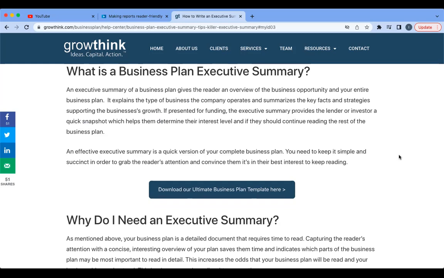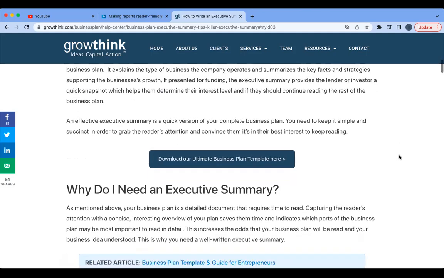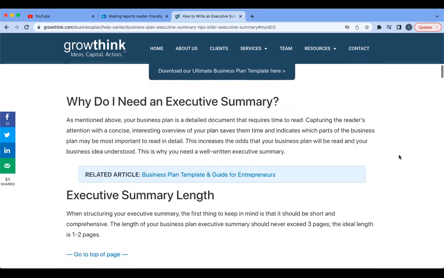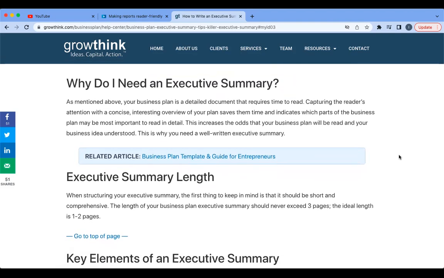An executive summary explains the type of business that the company operates and summarizes the key facts and strategies supporting business growth. If presented for funding, the executive summary gives the lender or the investors a quick snapshot, which helps them get a better idea of how much and how long it will take for that project to be accomplished. How does an executive summary need to be completed? In short, it is a summary of your project that you need to quickly present in front of the stakeholders.